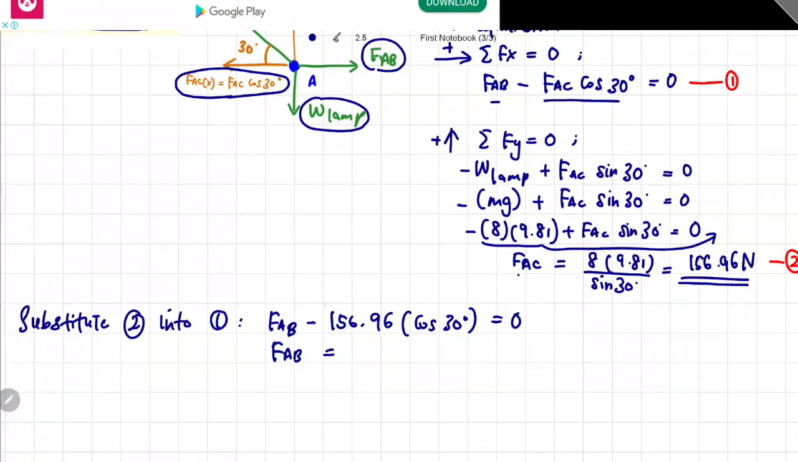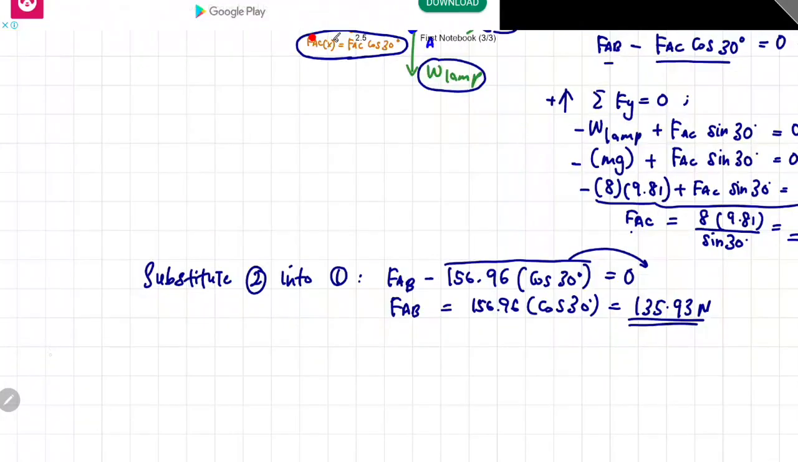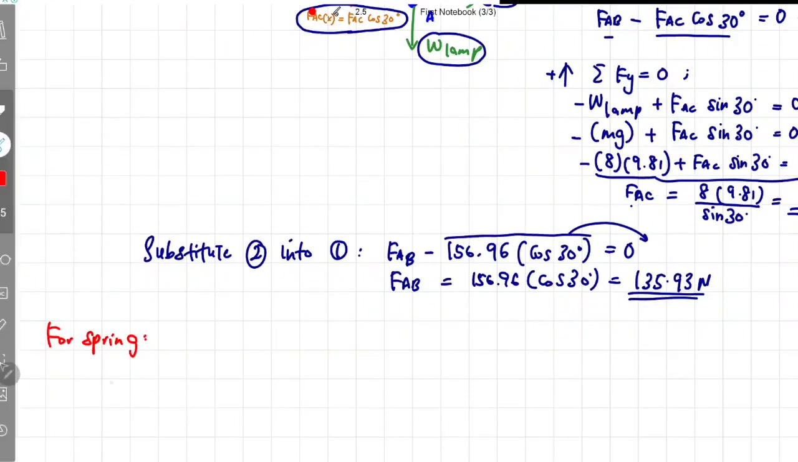It's quite straightforward. You bring the whole expression over here to the right, and you will get a corresponding value of force along the AB direction to be 135.93 Newton. Now that we know all the reactive forces happening at the joint, why don't we further analyze this problem? The only information given in this question is related to the spring constant and also the original length of the spring. So let us further analyze the spring.